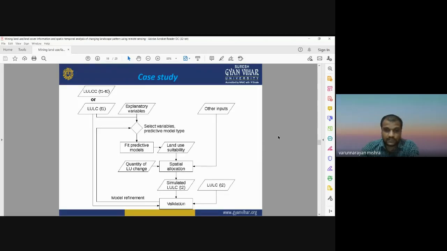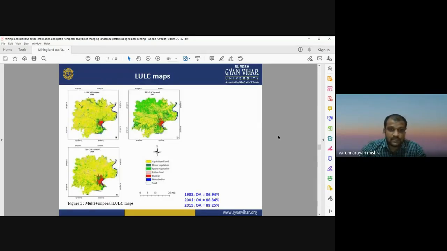Now moving to the next slide, LULC maps are there. This is the example where we can have the LULC maps of three time periods: 1988, 2001, 2015. These are multi-temporal LULC maps, with accuracy of different LULC classes around 86.94%, 88.84%, 89.25%. These multi-temporal LULC maps have several classes: agricultural land, dense vegetation, sparse vegetation, fallow land, built-up land, water bodies, and sand.